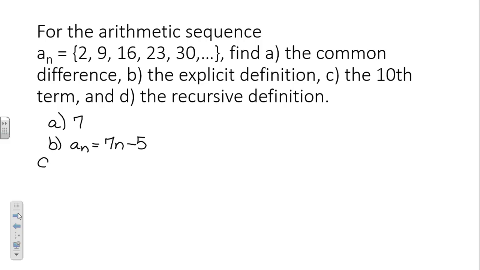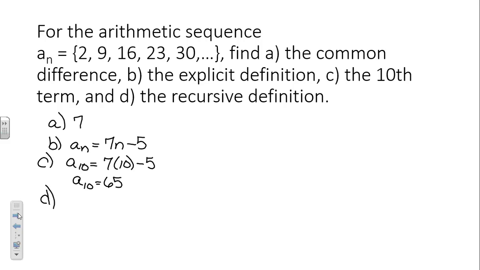And then our 10th term, once we have that, we just substitute 10 in everywhere we see n. So a sub 10 will be 7 times 10 minus 5. So 70 minus 5 is 65. 10th term is 65.